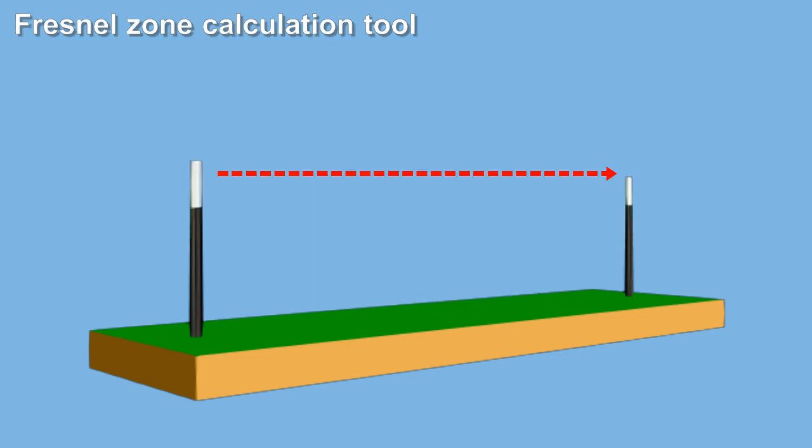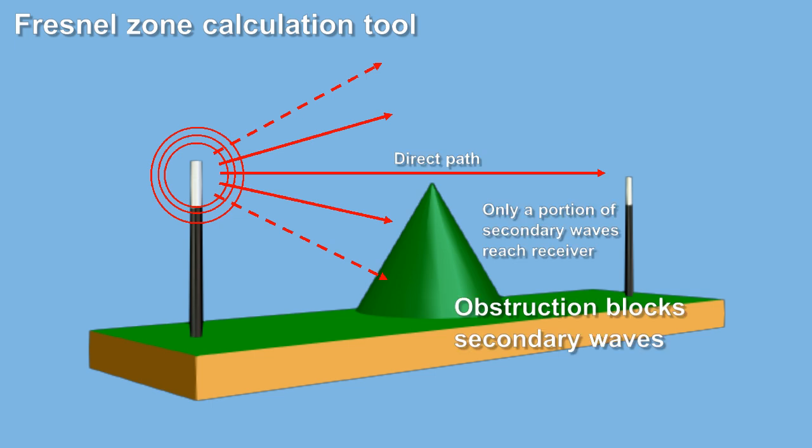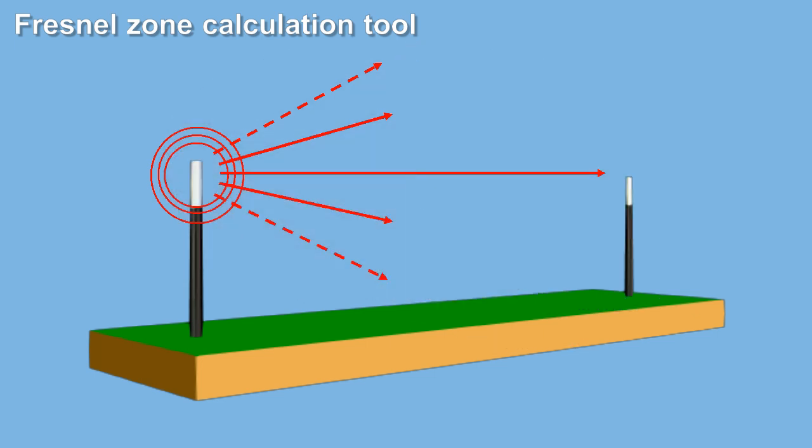When people imagine radio waves travelling, they imagine this. However, in reality, radio waves spread out from the transmitter where they find other paths to the receiver in addition to the direct path. If there is an obstruction, not all of these secondary waves will be able to reach the receiver. So how much area should be left so that all the waves reach the receiver?